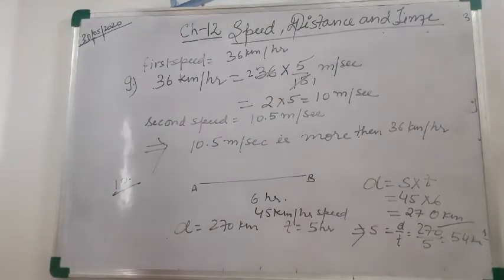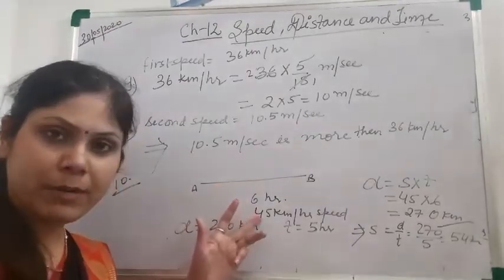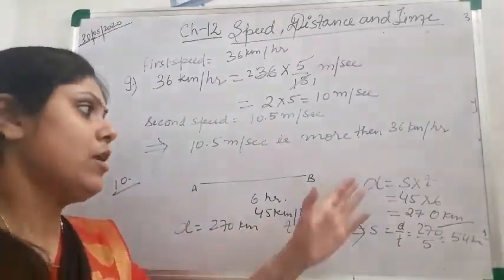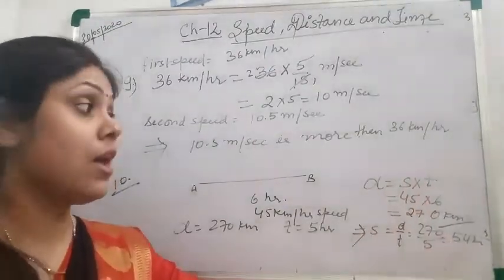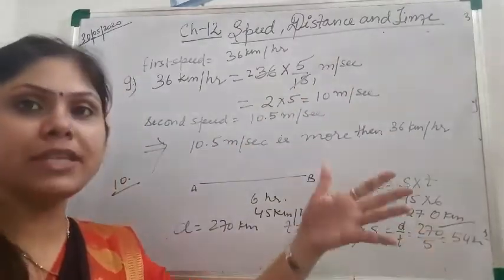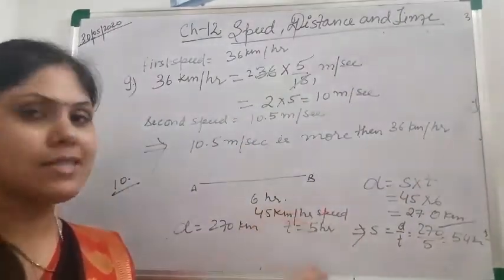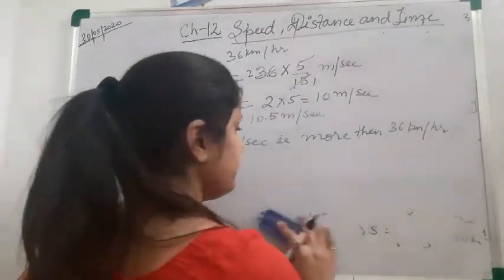Let me do it in proper way. Means 6 hours it takes with 45 kilometer per hour. How much distance? I don't know. So we will take out. Distance is equal to speed into time. We will get the distance. And same distance it has to cover in 5 hours. So what should be the speed? So second case. So two cases will arise here. Let us do this 10th question now.